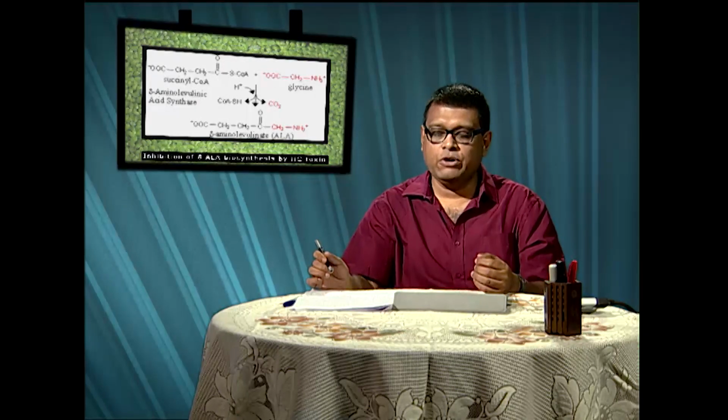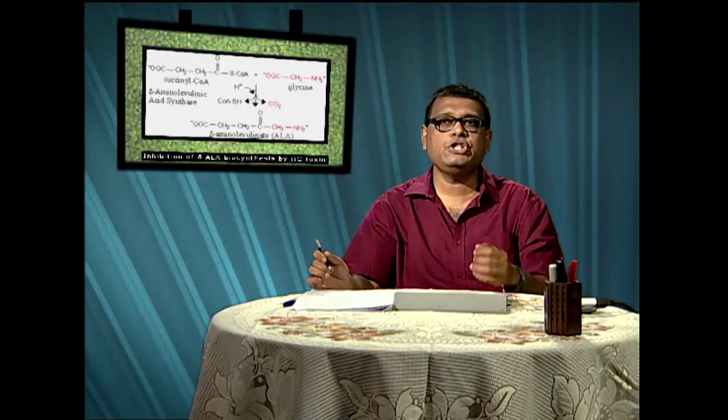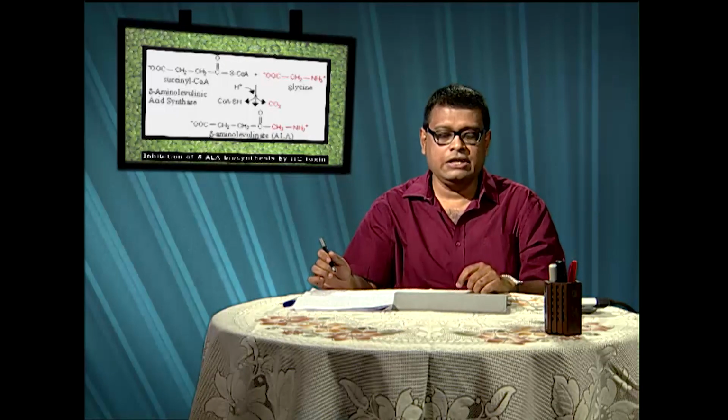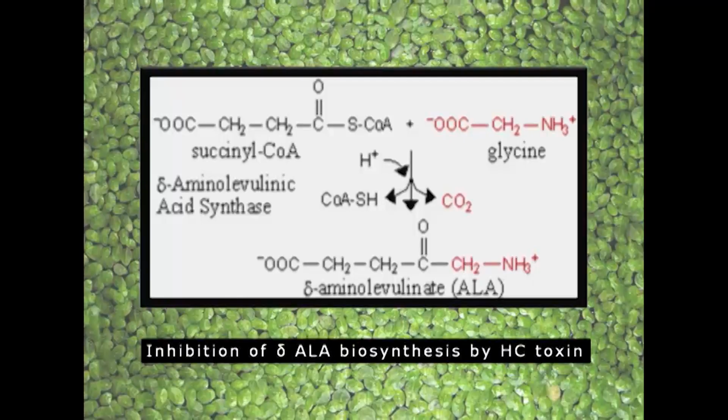Similarly, another very important metabolic pathway is the biosynthesis of chlorophyll, which normally occurs through the delta amino levulinic acid. And actually, the delta amino levulinic acid biosynthesis is inhibited, and thereby the chlorophyll synthesis is stopped. So the majority of plant toxins will show a definite chlorotic lesion in the plant leaf.